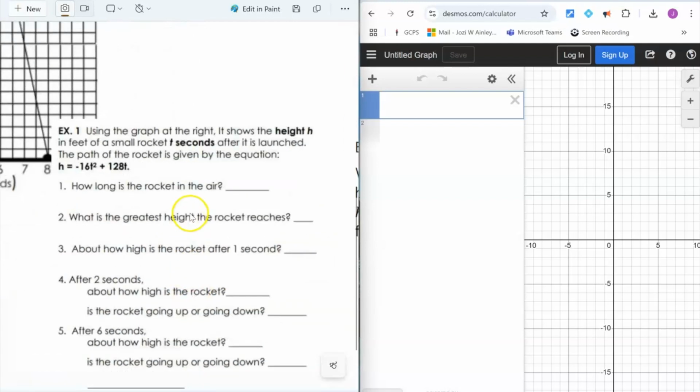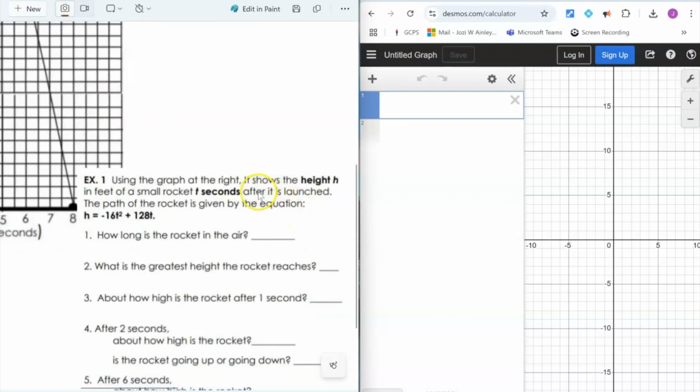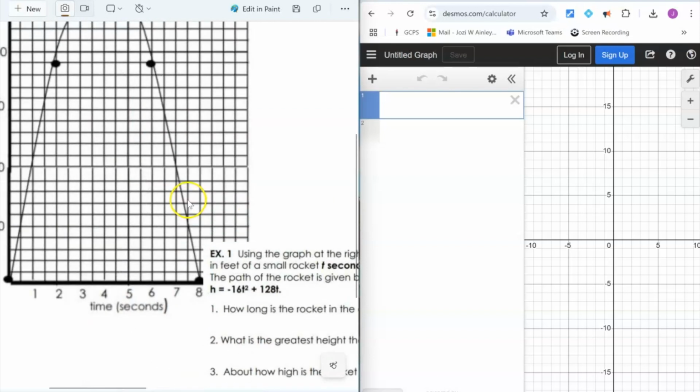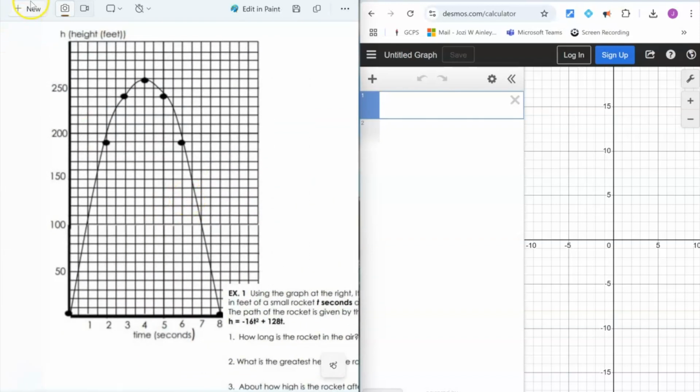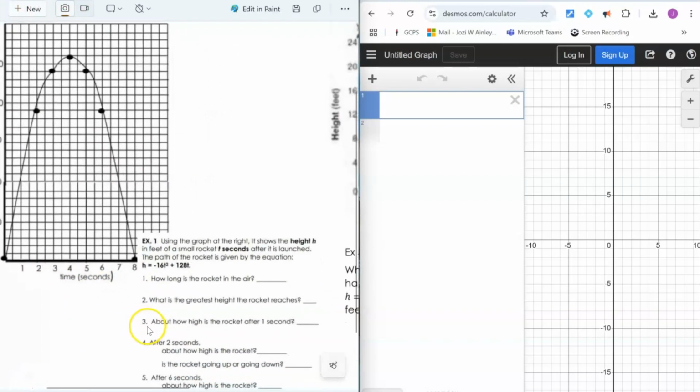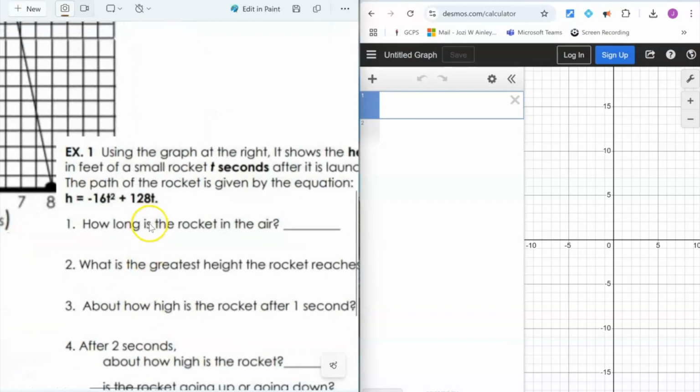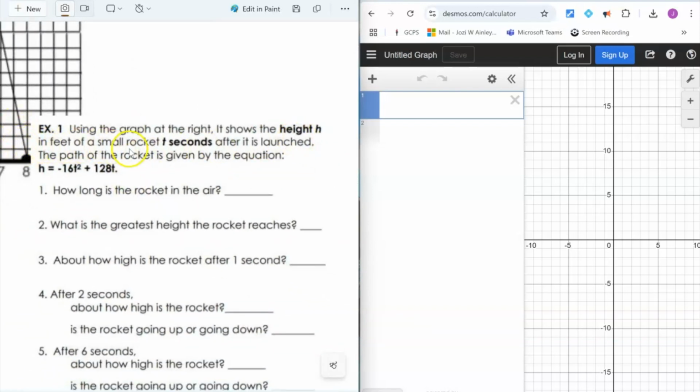So, for example, number one says, using the graph on the left, it shows the height h in feet. So if you look at the y-axis, it should say height. And if you look at the x-axis, it says time. That's very important because you're going to be using that to answer the questions. All right, so height h in feet of a small rocket t seconds after its launch. So the rocket goes up and then it comes back down. It's very important that you picture what is actually happening.